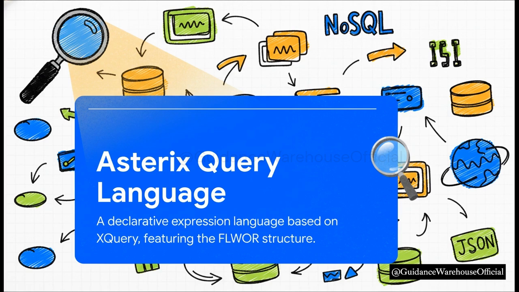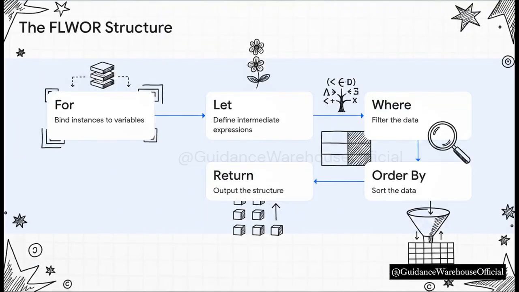AQL is a declarative expression language loosely based on XQuery. And here's the cool part. Because it isn't based on SQL, AsterixDB is completely NoSQL compliant, making it incredibly adaptable for deeply nested JSON-style data. AQL relies really heavily on the FLWR formula. And yes, that's pronounced flower. Let's break down these steps.